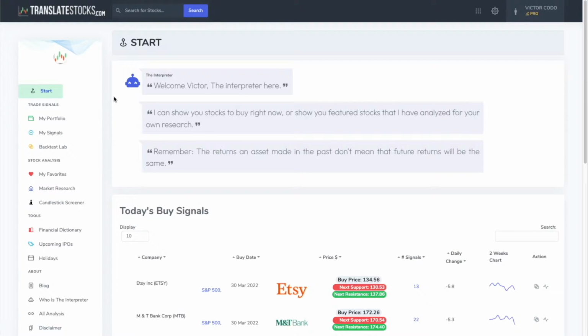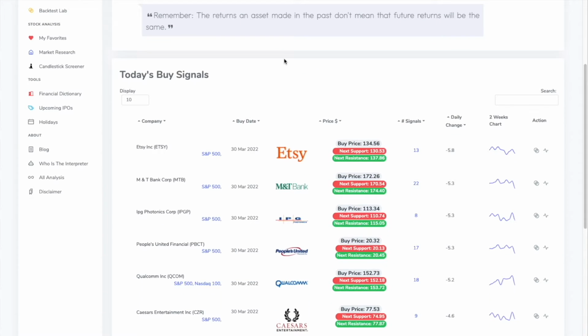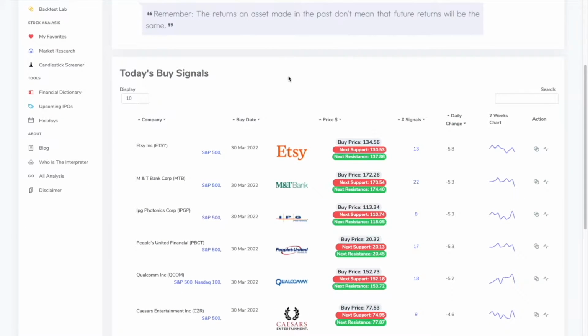This is the start. This is the first screen you'll see when you log in. On top, you'll see a message from our favorite AI robot that we call the interpreter, and later we'll explain how he will be your best friend for all stock analysis. But for now, let's look at how you can use TranslateStocks every day for new trading opportunities. Here's a list of today's buy signals.